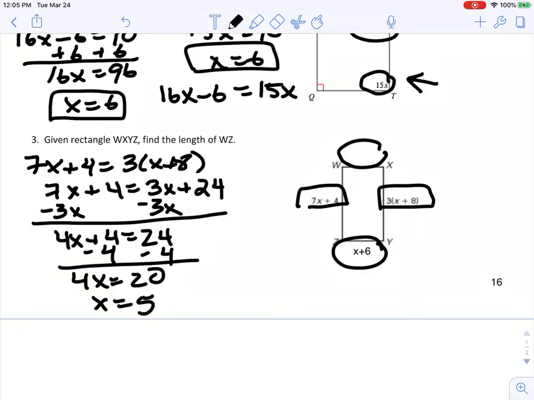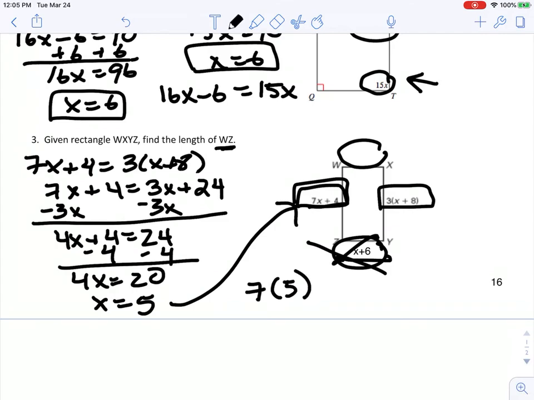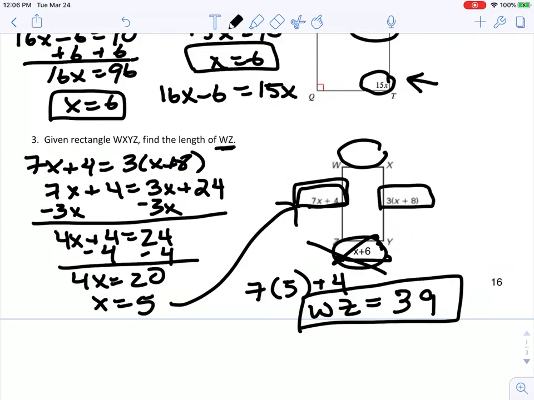But notice this question doesn't say to find x, it wants you to find the length of WZ. So here's WZ. Oops, sorry, this is not WZ, this is WZ. I'm going to plug that x back into here. And if I plug in the 5 here, and this you can go ahead and do all into your calculator, you should end up with WZ equals 35 plus 4, which is 39. So this is the answer to the question I'm looking for.